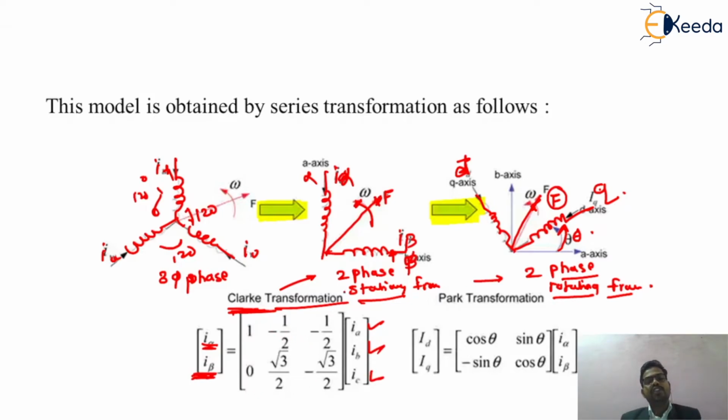Similarly, by changing this two-phase stationary frame into a two-phase rotating frame by means of the Park transformation, we get the direct axis current and quadrature axis current. The direct axis current is responsible for the production of flux and the quadrature axis current is responsible for the production of torque. So the i alpha and i beta, which are in the stationary frame, are converted, and by means of that we can get the direct and quadrature axis model, that is the DQ model of your induction motor.